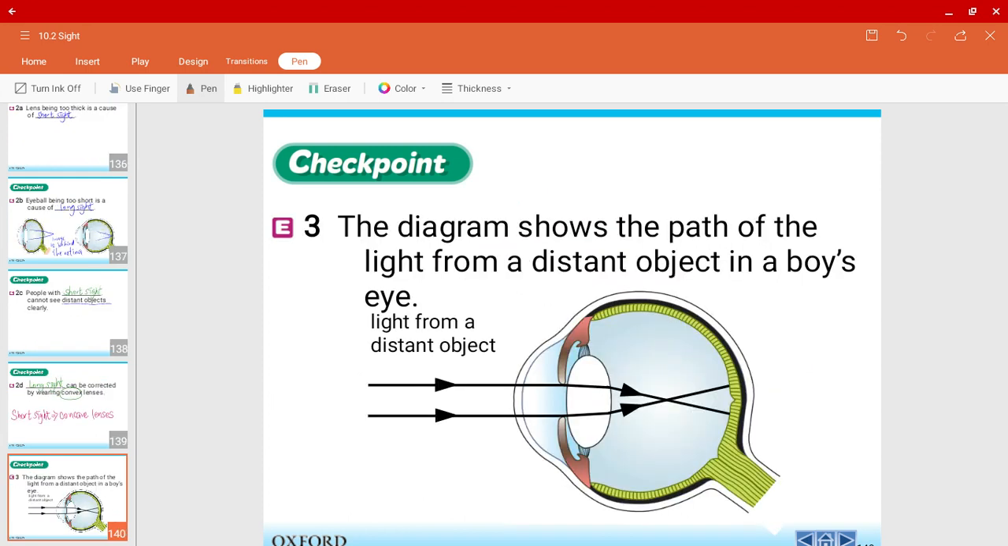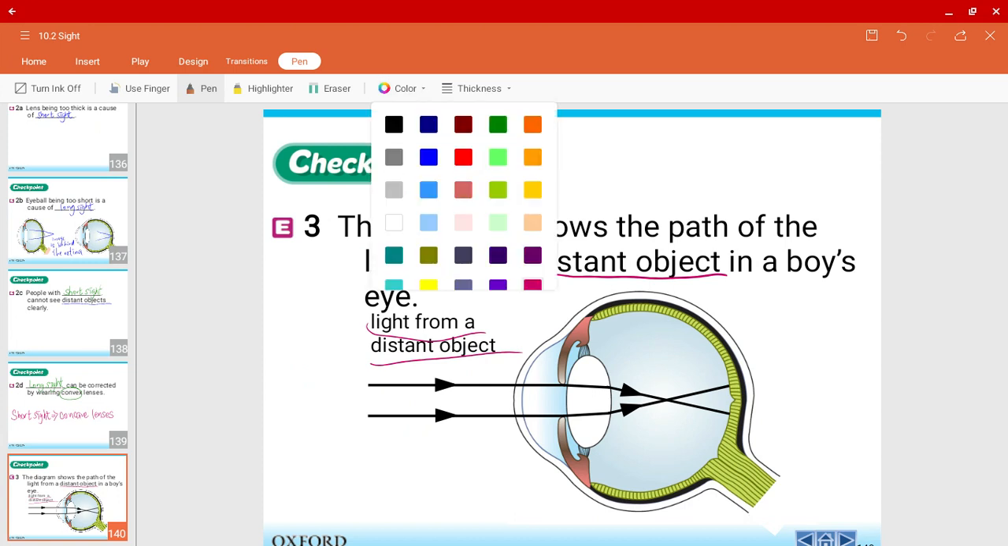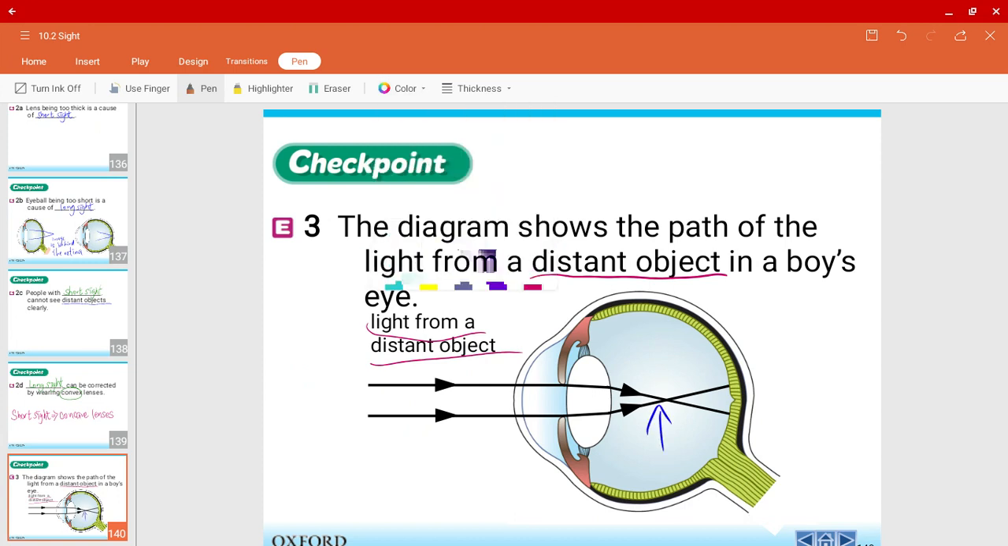All right. Question 3. The diagram shows the path of the light from a distant object in a boy's eye. Okay, so there's a light from a distant object going through the lens, and finally the image is being formed. Where is the image being formed? Is it in front or at the back? The image is being formed in front of the retina. So image is in front of the retina.